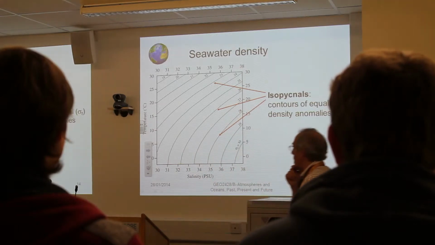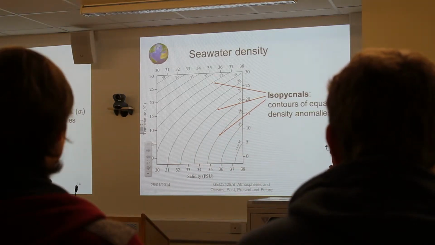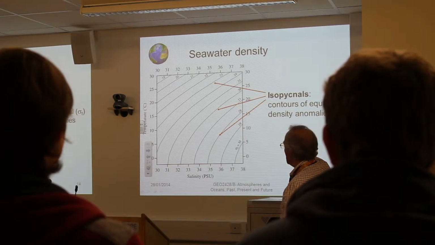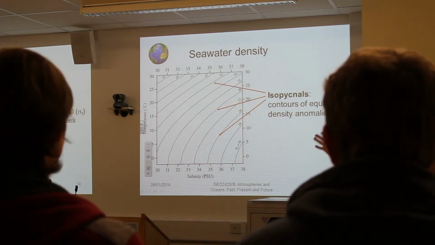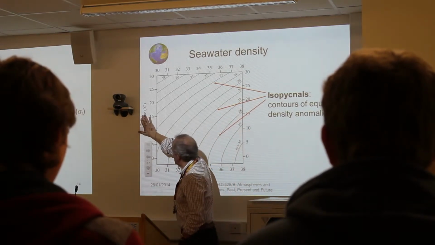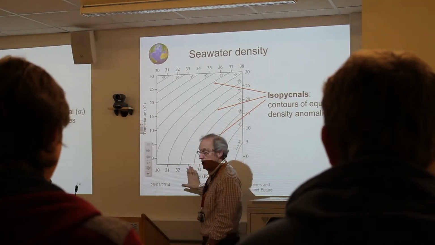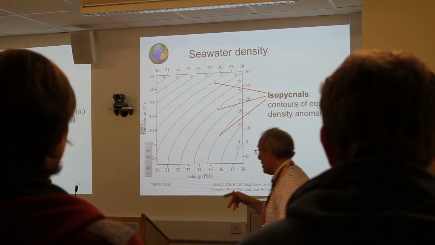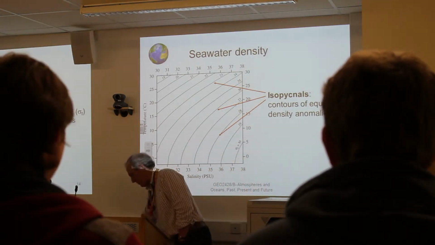We'll see later on as well that seawater density, salinity and temperature are characteristic of different oceans. There are these lines of equal density, called isopycnals, contours of equal density anomalies. That's just a way of demonstrating it, but what we'll see is how you can identify different water masses in terms of their temperature and salinity, because different water masses have different combinations which make them behave in different ways.